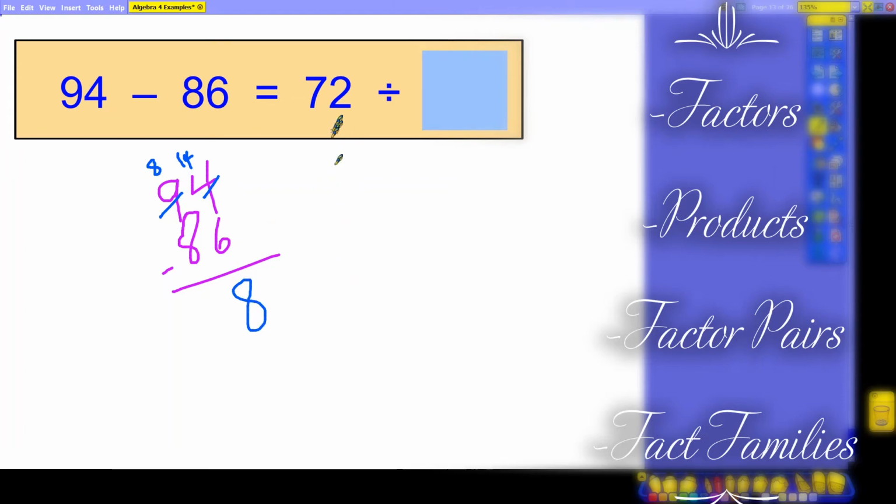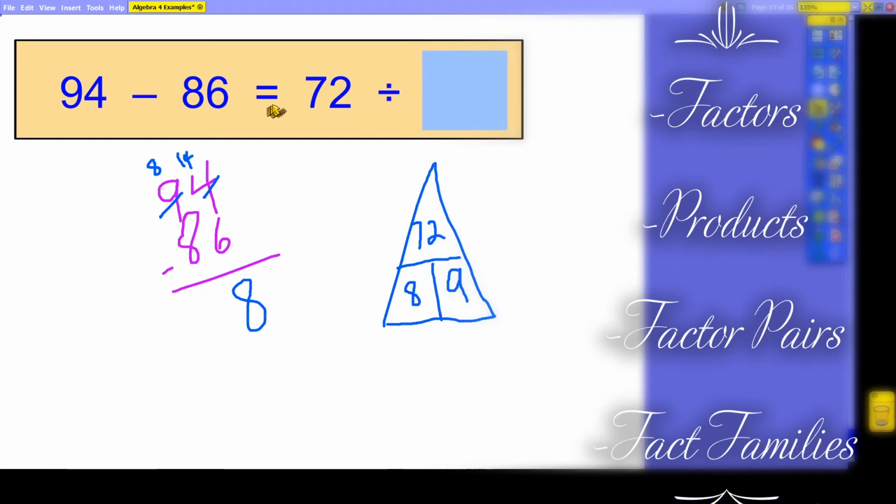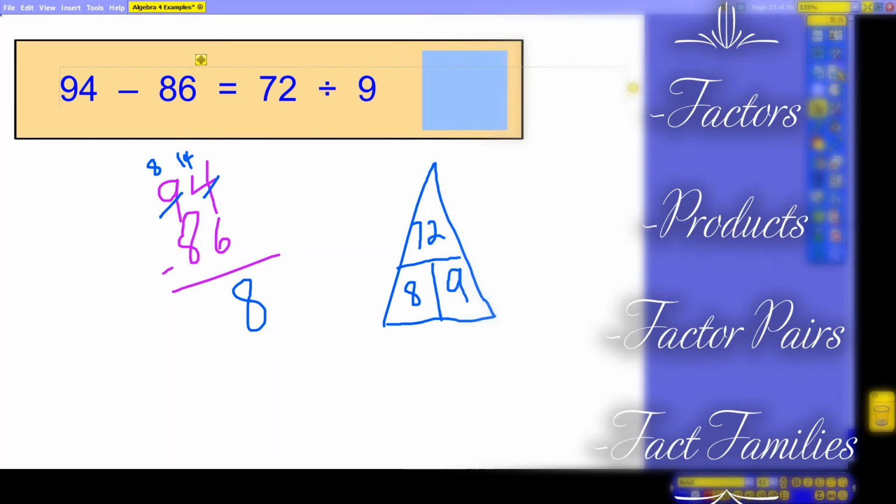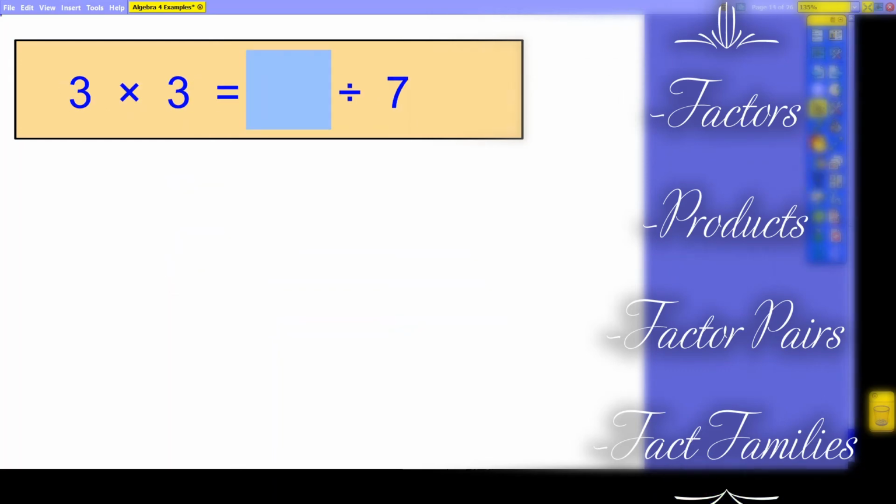So something times 8 gives me 72. 8 here, 72 on the top. So that answer is, now remember 7 plus 2 is 9. So 72 is a multiple of 9. That's a clue always. 9 times 8 is 72. Let's see if we are correct. And we are. Let's move on to the next one.